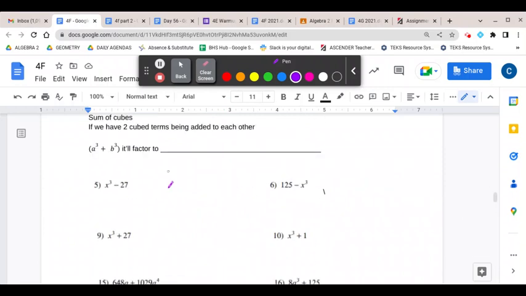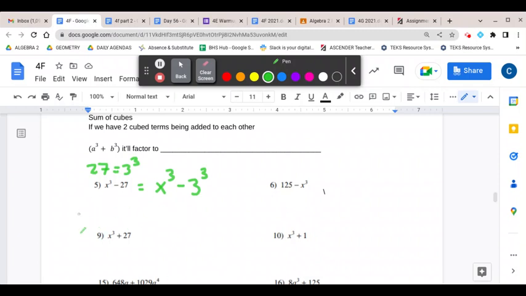So let's start back with x cubed minus 27. Well, what is 27? 27 is really 3 cubed. So x cubed minus 27 is really equal to x cubed minus 3 cubed.